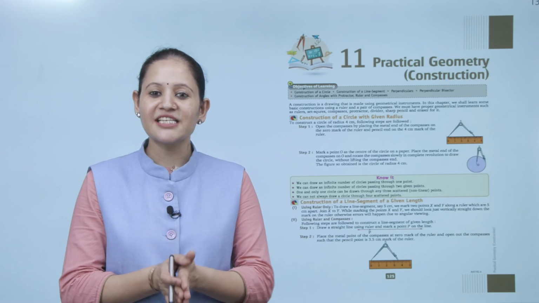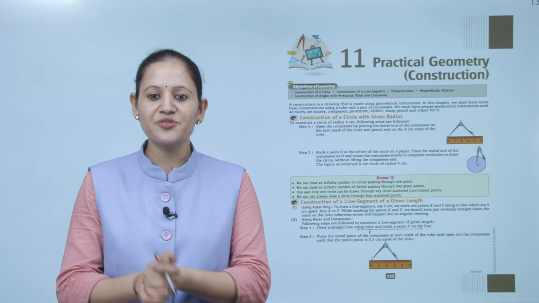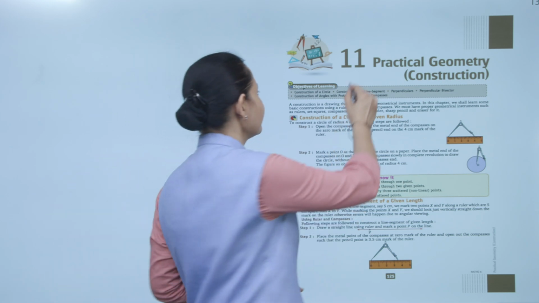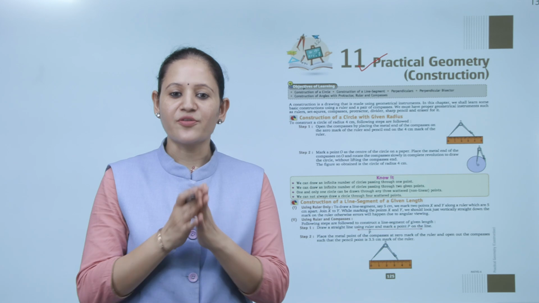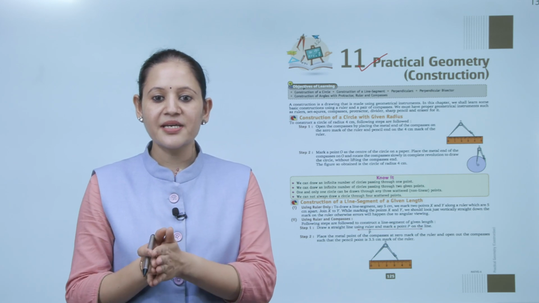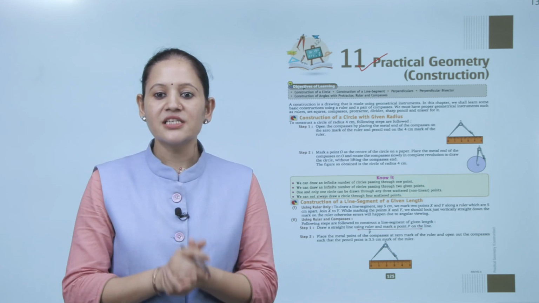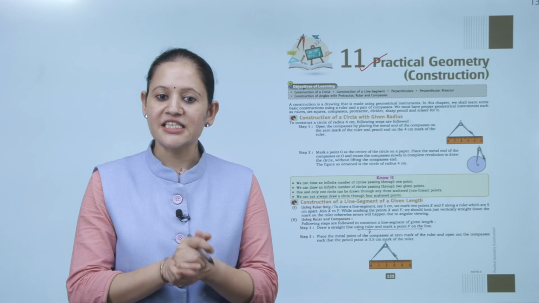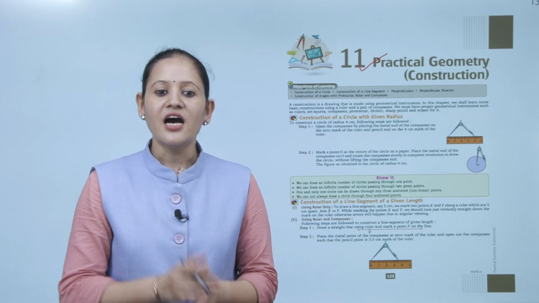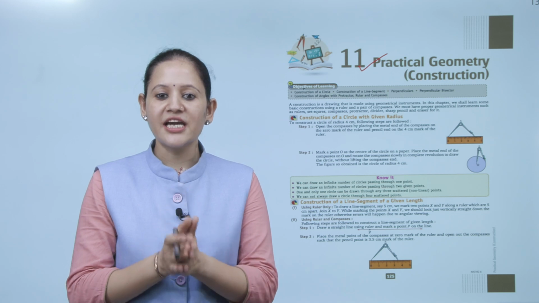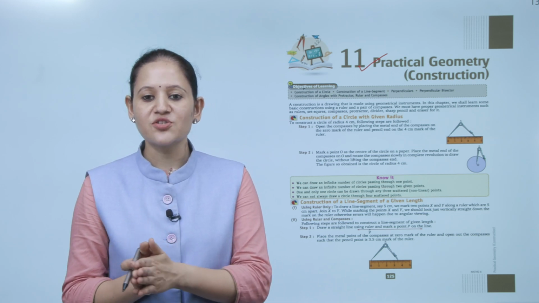Students, welcome to today's maths class, and today we'll do practical geometry construction. Our learning objectives are construction of a circle, construction of line segment, perpendiculars, perpendicular bisector, construction of an angle with protractor, ruler and compass. A construction is a drawing that is made using geometrical instrument.